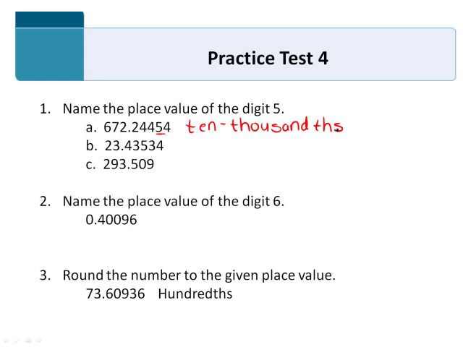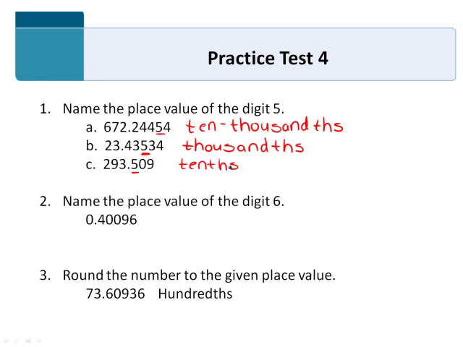On part B, the 5 is in the third place back to the right of the decimal. So count again: tenths, hundredths, thousandths. So that's the place value there. And make sure you have that THS on the end. And then on letter C, the 5 is directly to the right of the decimal point. So that first place to the right is always the tenths place.